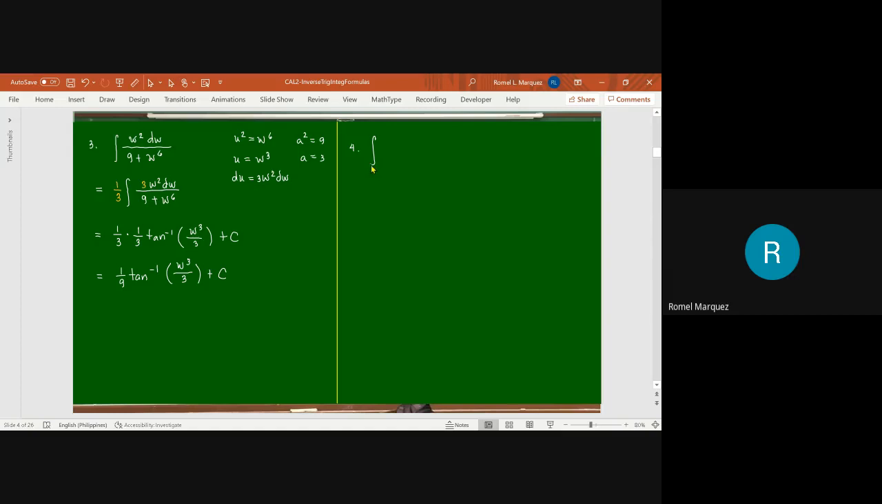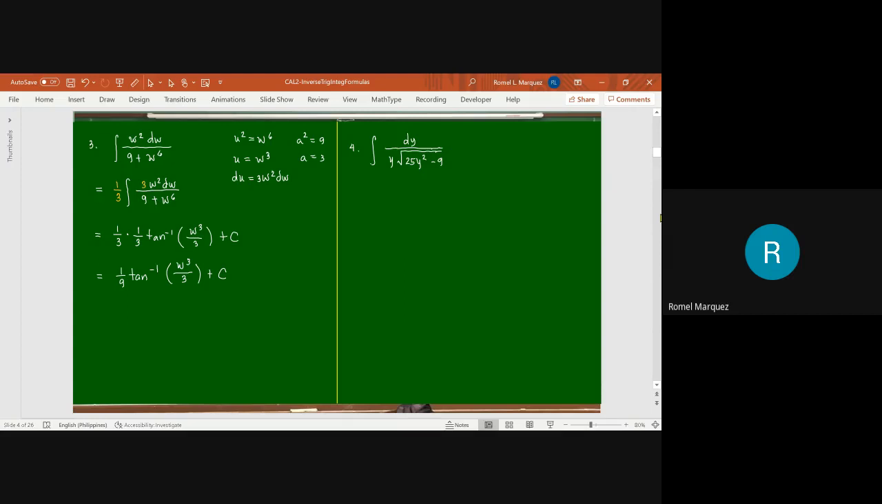Integral of dy over y square root of 25 y squared minus 9. What about this?